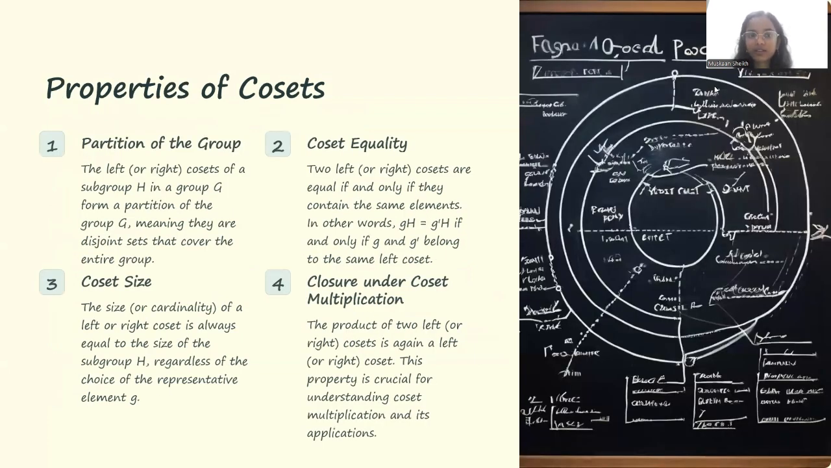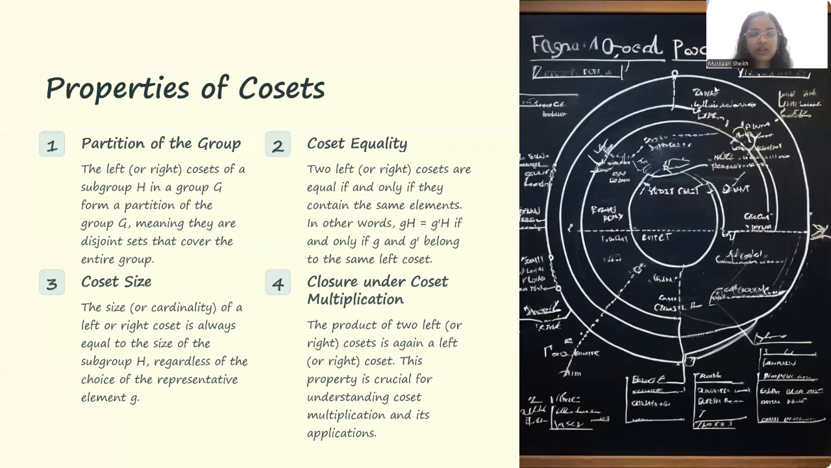Let's see some properties of cosets. Partition of the group. The left or right cosets of a subgroup H in a group G form a partition of the group G, meaning they are disjoint sets that cover the entire group. Coset equality. Two left or right cosets are equal if and only if they contain the same elements. In other words, gH equals g'H if and only if g and g' belong to the same left coset.